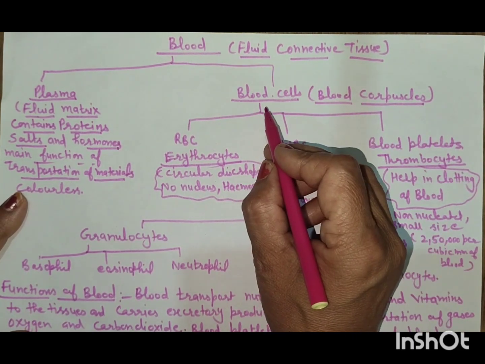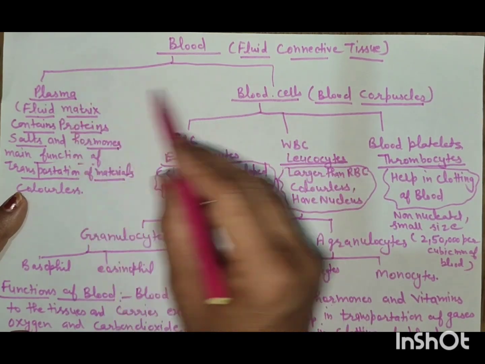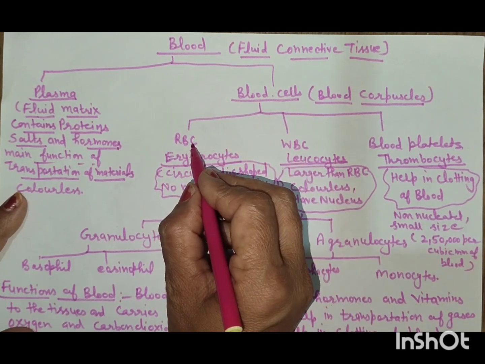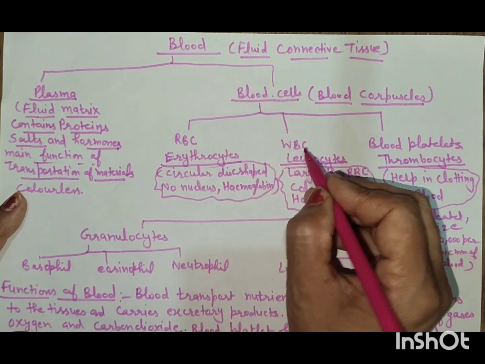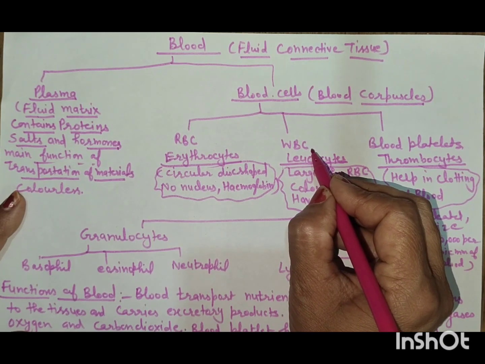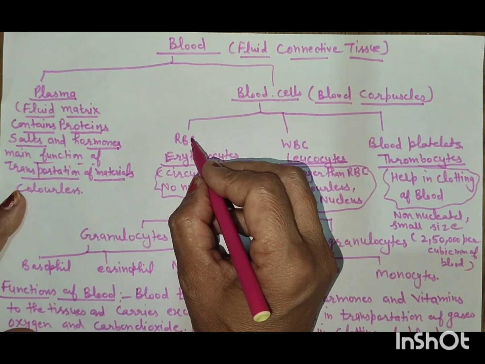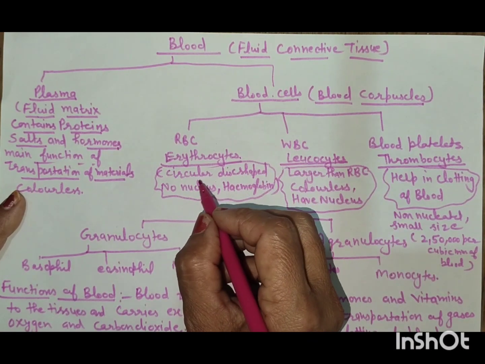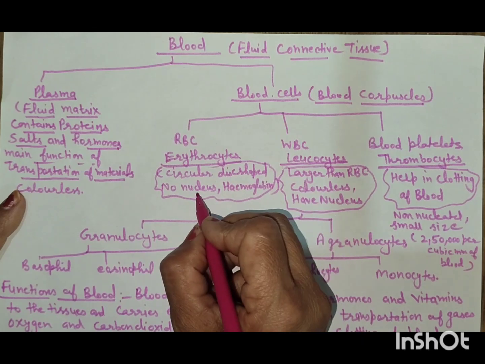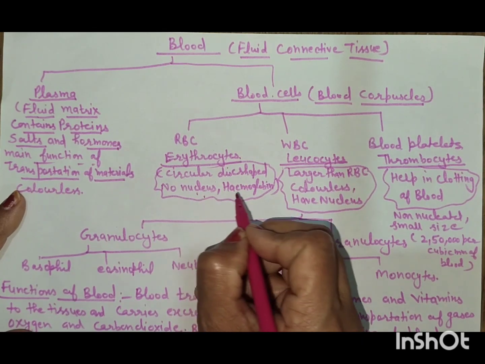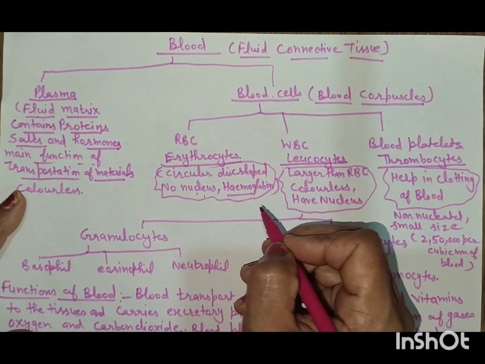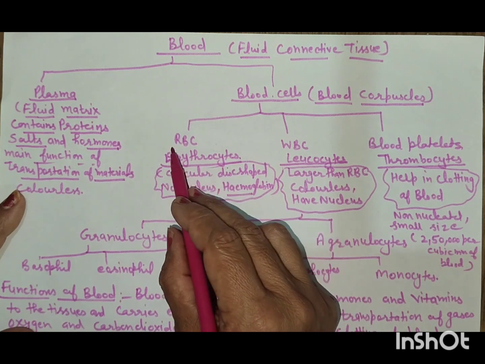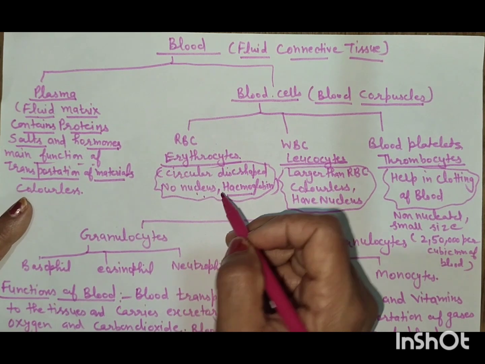Blood cells or blood corpuscles. There are three types of cells that float in the plasma: RBC, red blood corpuscles, WBC, white blood corpuscles, and blood platelets. RBC is also called erythrocytes. These are circular and disc shaped. No nucleus is present in the RBC, and a red colored pigment, hemoglobin, is present in it. That's why blood has the red color.